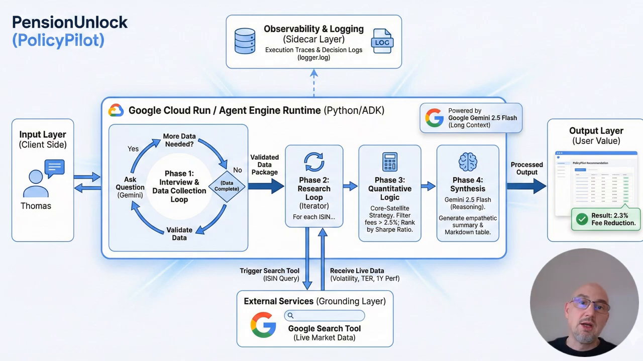Looking above, we have the observability and logging, so we can see what's going on from a technical perspective and also from a business perspective, for example how intensively the service is used and which issues we may have. And in the lower part, we use the Google Search tool to do our research about the funds.